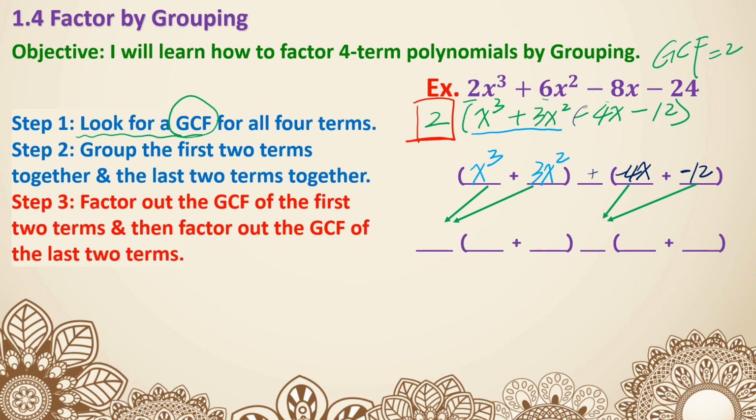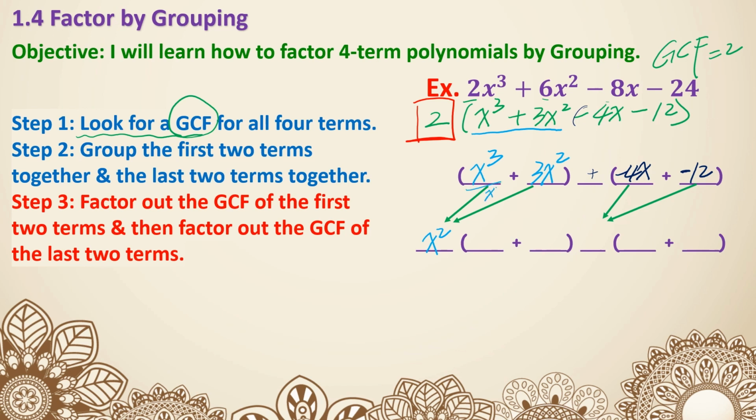For x cubed and 3x squared, as we learned in the previous lesson, we just pick the most amount of x that we can take out. Out of the 3 and the 2, we can take out 2 of them. So when we factor, we're going to factor out an x squared. Then let's see what's left.